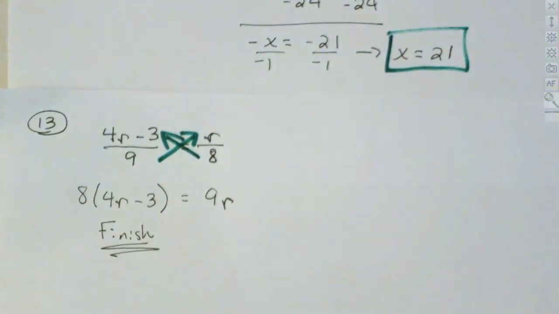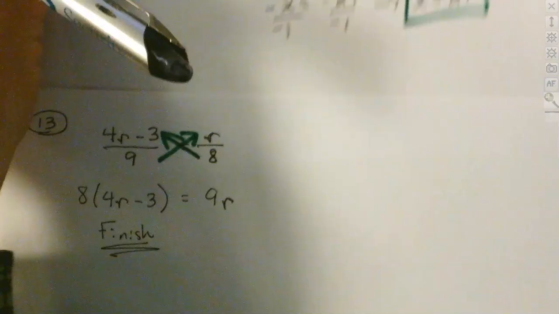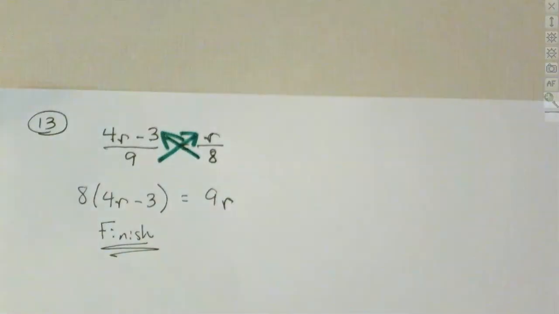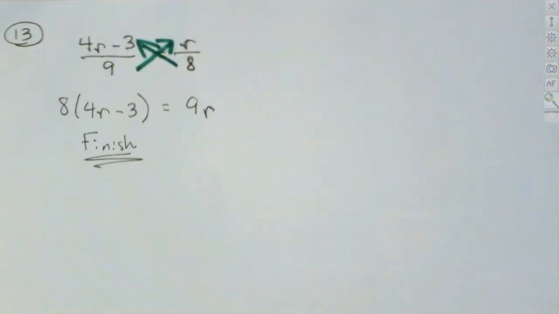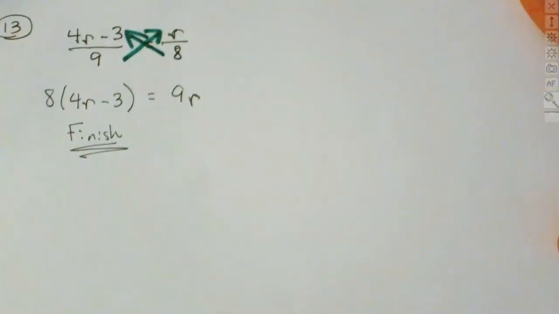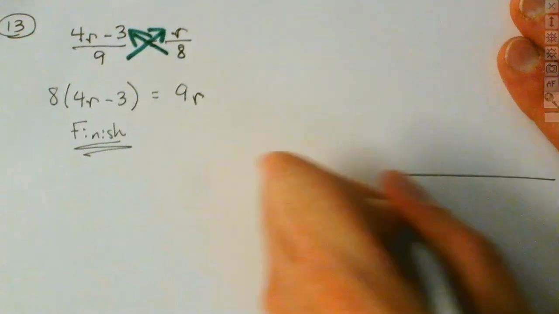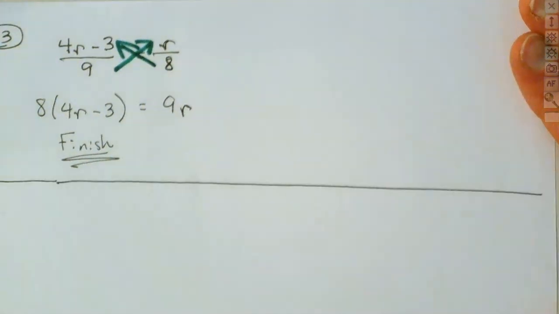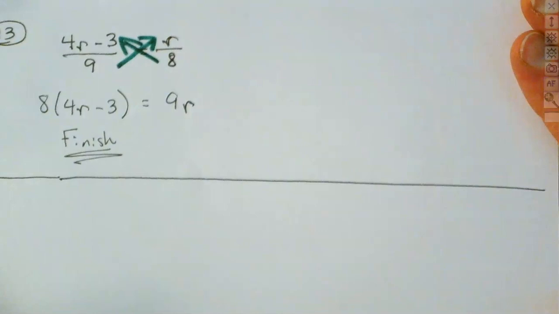Now, 14, 15, and 16 are all looking at proportions and seeing if they are true or false, if they equal each other or not. If they equal each other, when we cross multiply, those numbers should be the same. If they're different, they're not the same. And sometimes this might be something you might want to use to check to see if fractions are equivalent. Because if you cross multiply, they should be the same if they are equivalent.